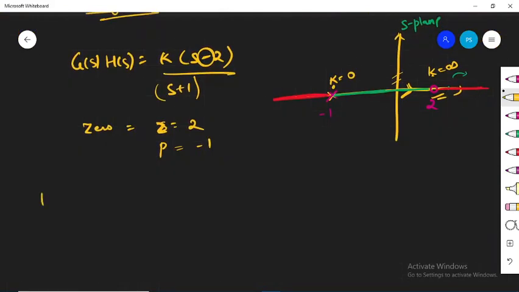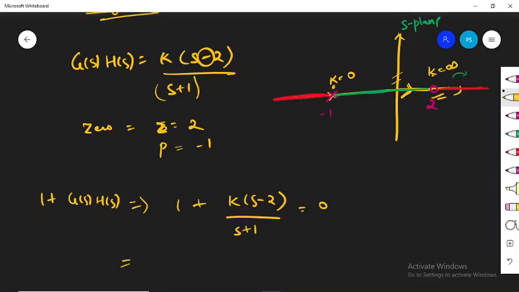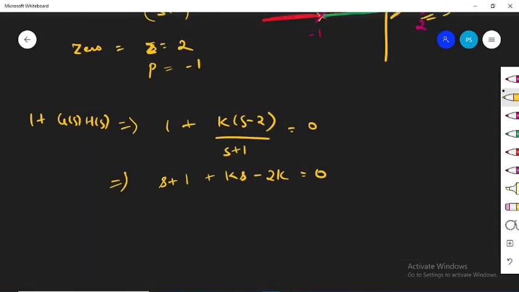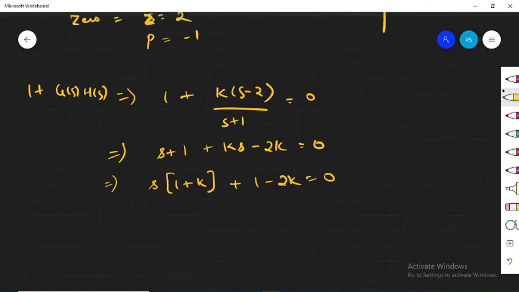So how? We'll find out the characteristic equation. It will be 1 plus G(s)H(s). So here, 1 plus G(s)H(s), if I do it, 1 plus k into (s minus 2) divided by (s plus 1), this equal to 0 will be the characteristic equation. So this actually will become s plus 1 plus ks minus 2k equal to 0. This becomes the characteristic equation. I can take the s terms common, so it will become s(1 plus k) plus (1 minus 2k) equal to 0. So I have taken the s terms common, and I have taken the s to the power 0 terms common.